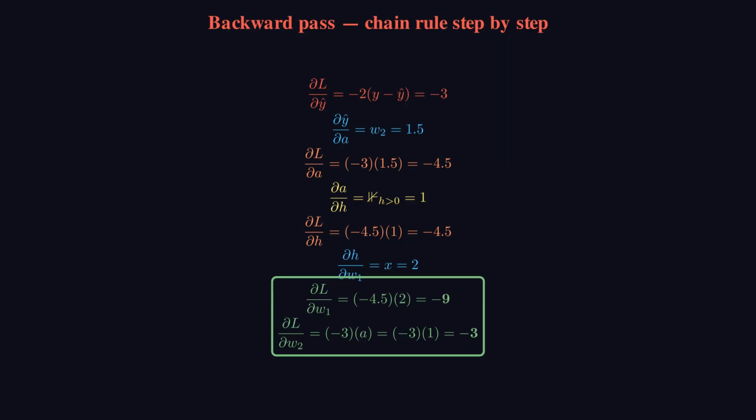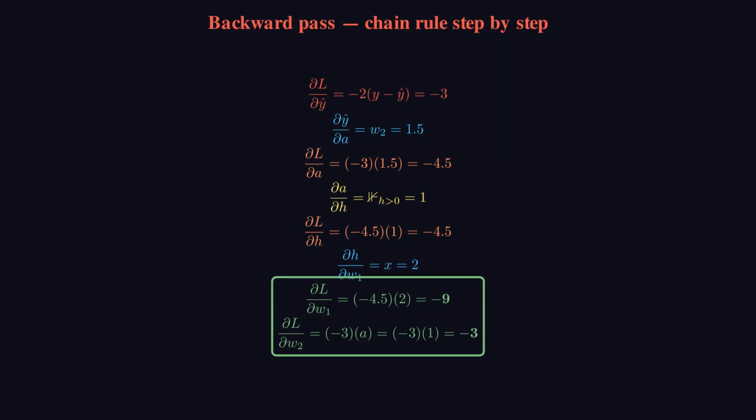By the chain rule, dL/da equals dL/dy hat times dy hat/da equals minus 3 times 1.5 equals minus 4.5. Next, da/dh, the derivative of ReLU. If h was positive, it's 1. If h was negative, it's 0. Our h was 1, which is positive, so da/dh equals 1. So dL/dh equals dL/da times da/dh equals minus 4.5 times 1 equals minus 4.5. Finally, dh/dw1 equals x, which is 2. So dL/dw1 equals dL/dh times dh/dw1 equals minus 4.5 times 2 equals minus 9.